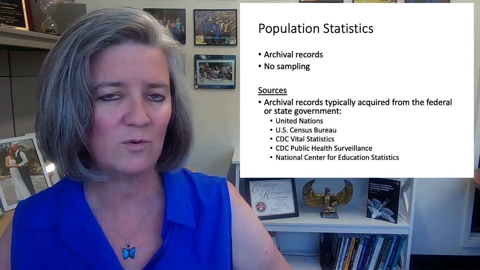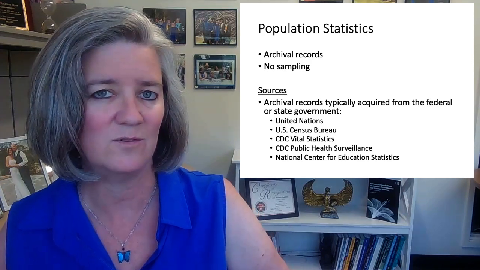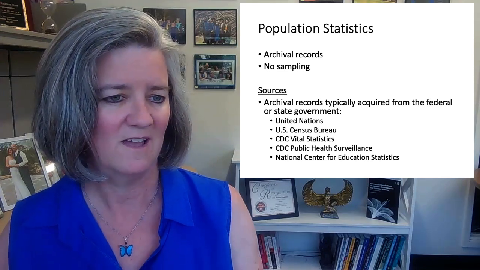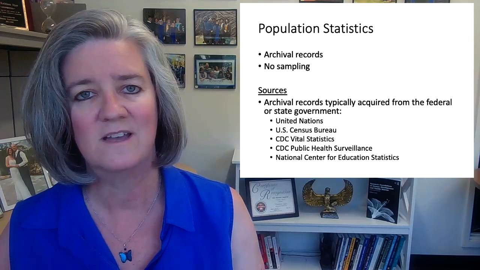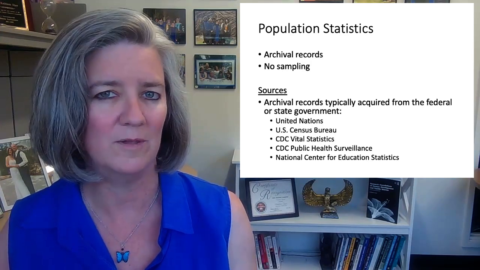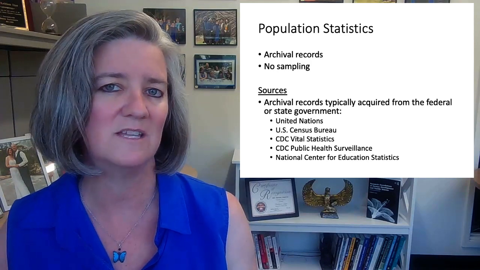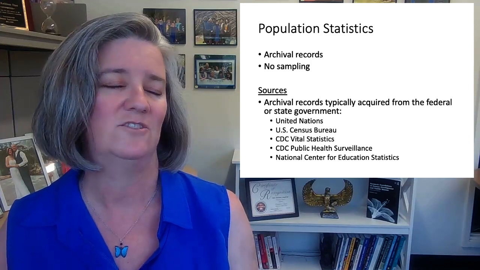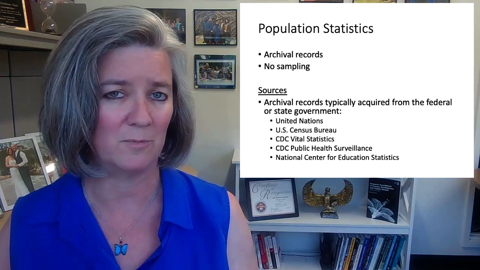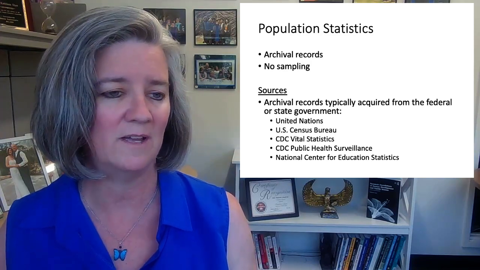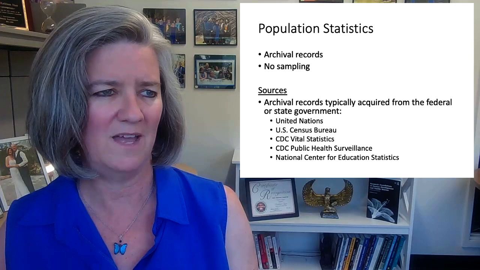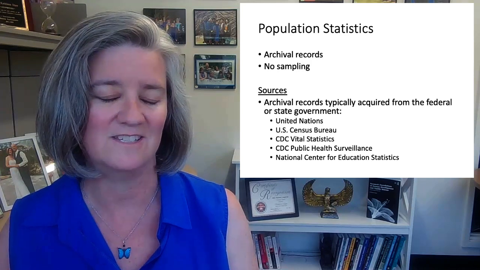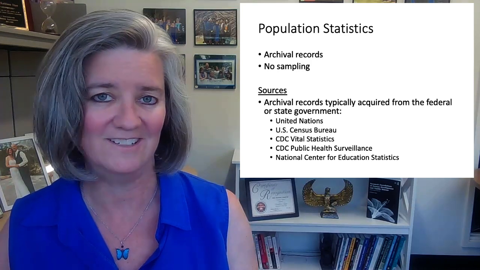The Centers for Disease Control tracks things like vital statistics. Those are births, deaths, marriages, divorces, those kinds of things. The Centers for Disease Control also tracks certain health problems, anything that might pertain to the public health. So the CDC tracks vaccinations, and communicable diseases like tuberculosis and AIDS are tracked by the government. Anything like that has to do with public health. And the National Center for Education Statistics tracks education in the United States.